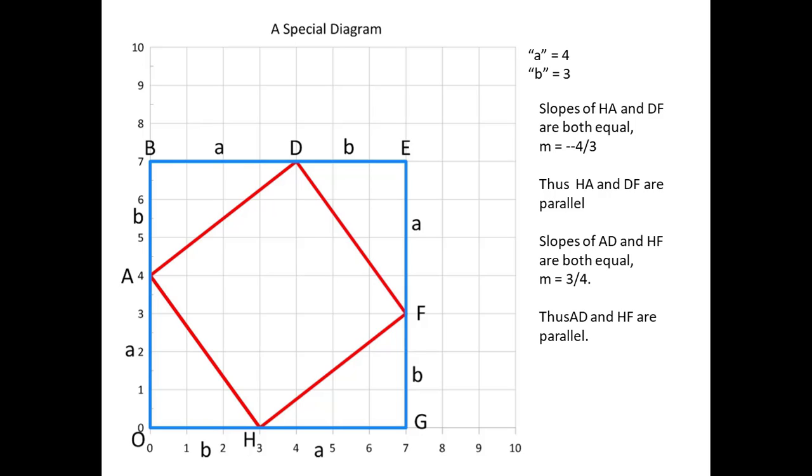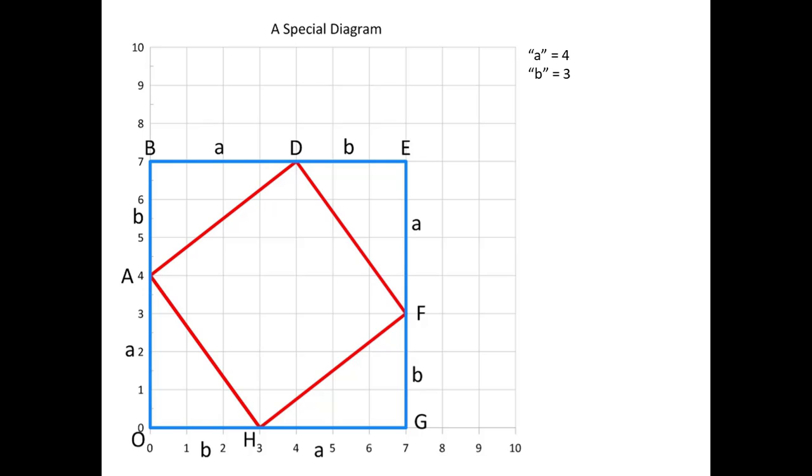So those sides are parallel. So now we know that the red quadrilateral ADFH is a parallelogram. Well, at least that has the sides parallel. And again, moving along, we still have those segment lengths up there. A is 4, B is 3.